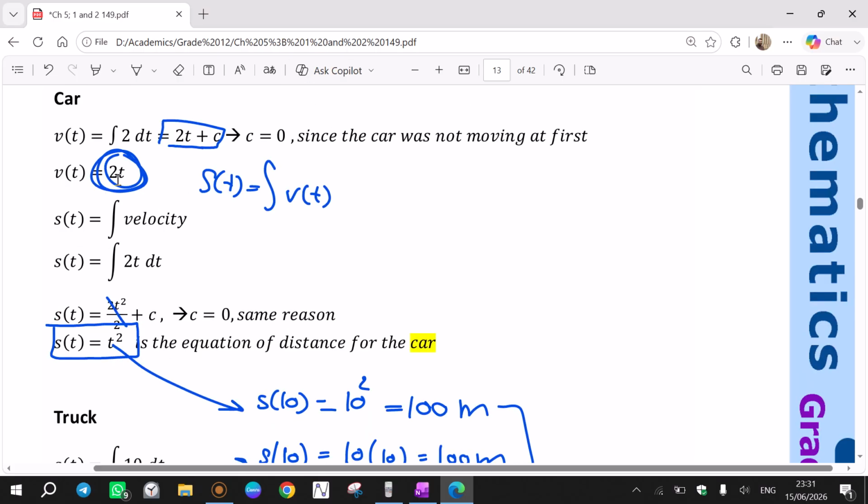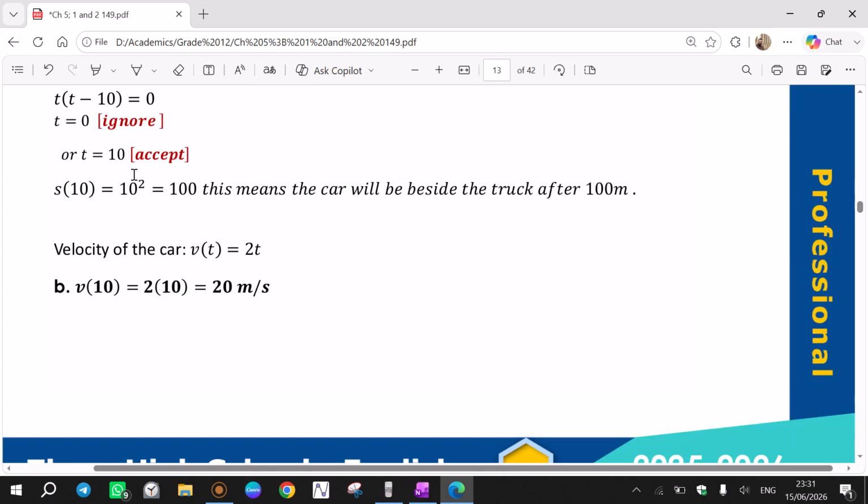Just put 10 in place of t, because we know when the car and the truck were beside each other, the time is 10 seconds. Just replace t with 10. 2 times 10 is 20. So the velocity of the car was 20 when it was overtaken by the truck.